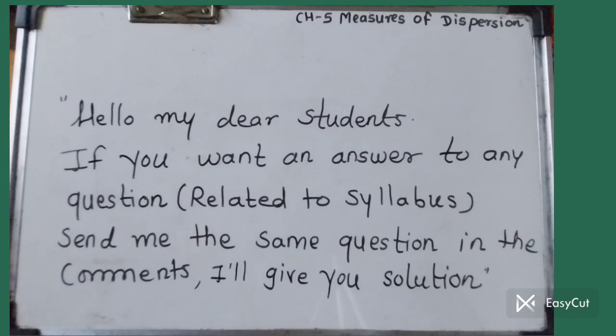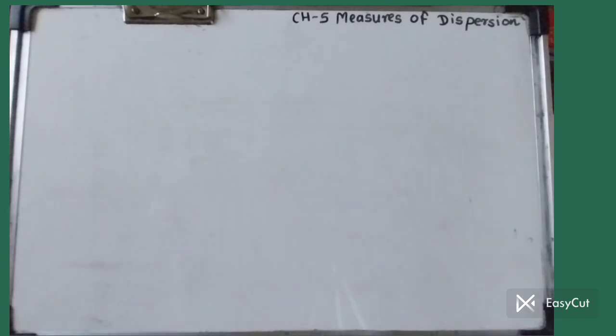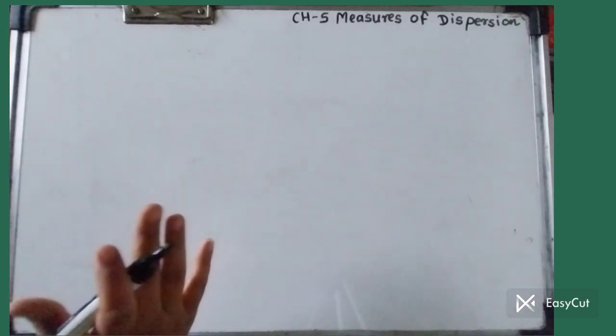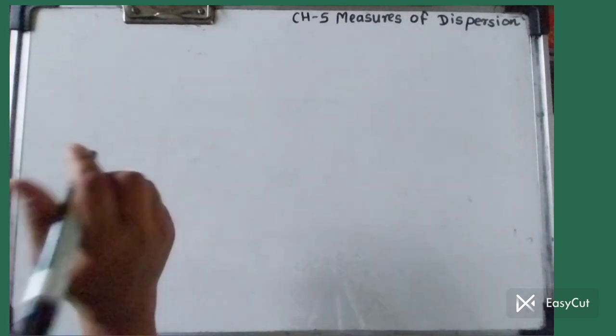Now we will see the standard deviation of combined group, the last topic of this chapter. Before that, we will see how to find standard deviation of frequency distribution, with one more example for the frequency distribution. Before starting the question, we will just recall the formulas.